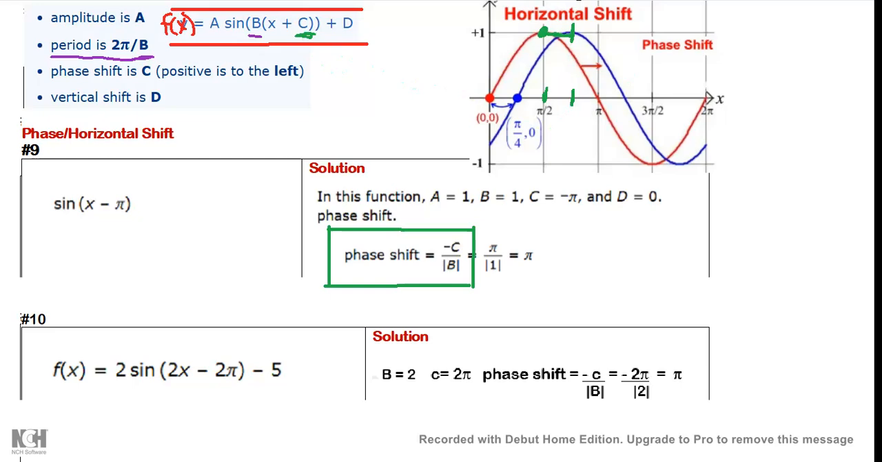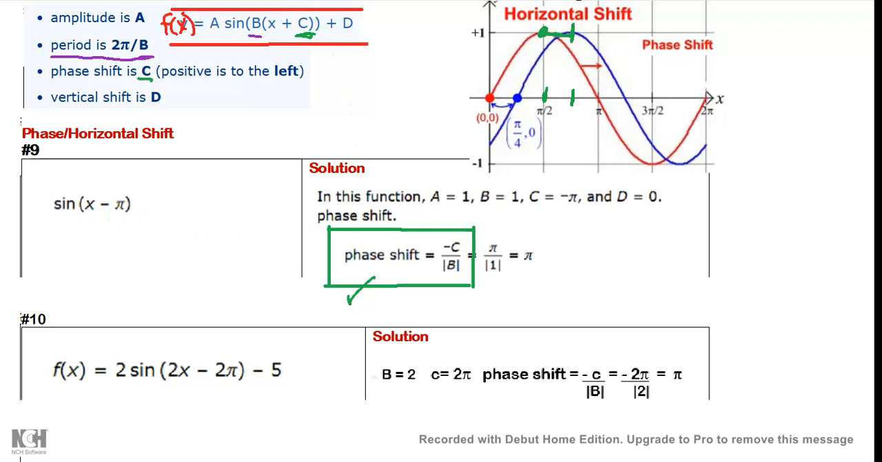But because the C is inside these parentheses, and some of the formulas have this as a minus C, that's when it gets tricky. If the graph is moving to the left, that's actually going to be positive in our formula here. But if it's moving to the right, it's actually going to be negative. So there's a formula right here. Our formula is going to be negative C over the absolute value of B. So we need to find out what C is. C is our phase shift right there. So it's the one that's added or subtracted to the X guy.